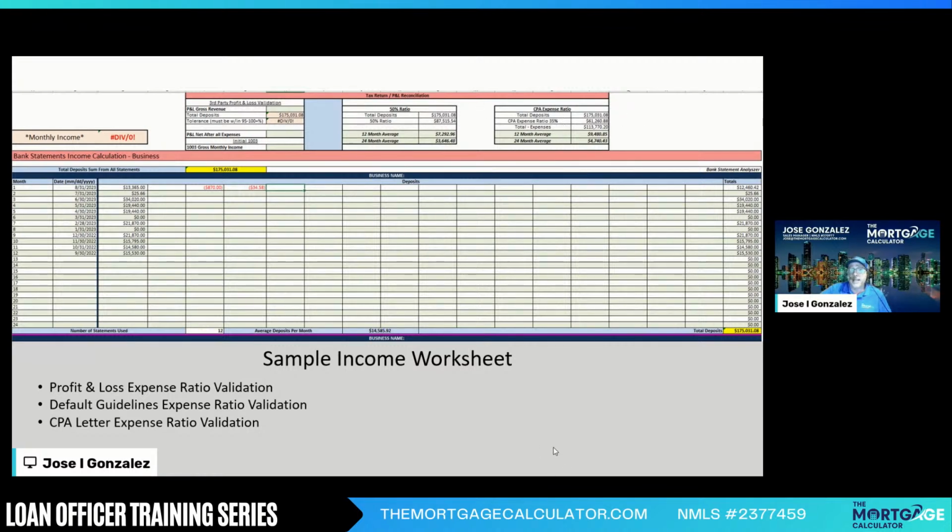But keep in mind that most conduits may have their own worksheet. So once you figure out where you are going to send the loan, then you would obtain that worksheet. So that's all there is to it, folks.